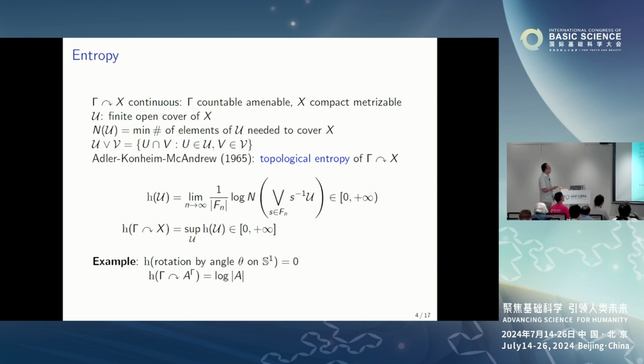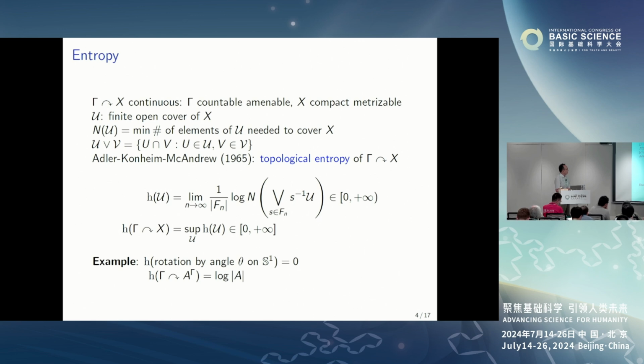We also look at the join of open covers. So if you have two open covers, you can take one open set from each, take the intersection of them, and put them together. That's a new open cover, but it refines the original ones. Everything becomes smaller. Then the topological entropy, introduced by Adler, Konheim, and McAndrew, following Kolmogorov-Sinai's measure entropy several years before, is the following.